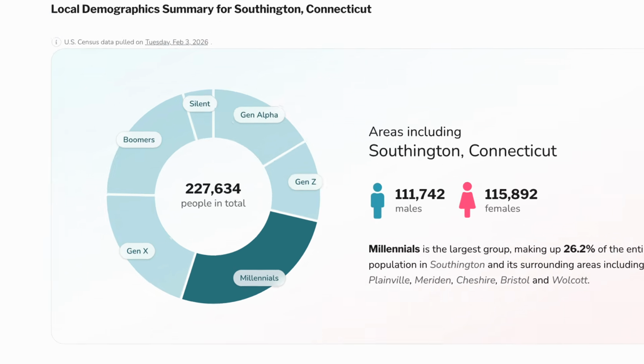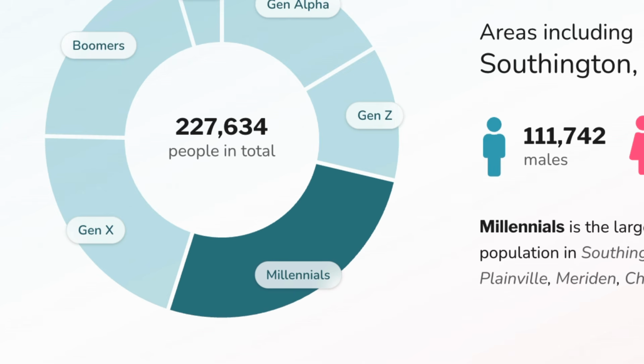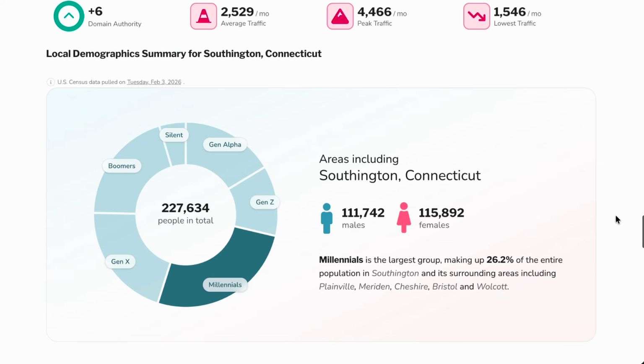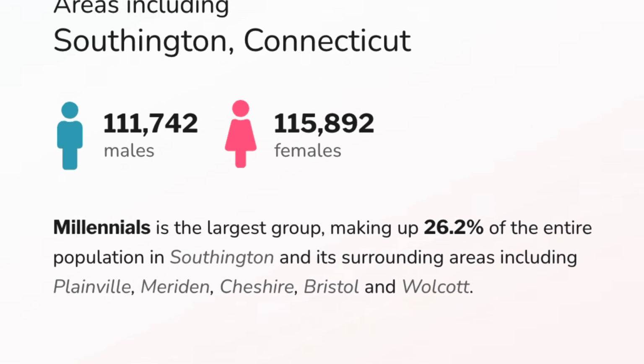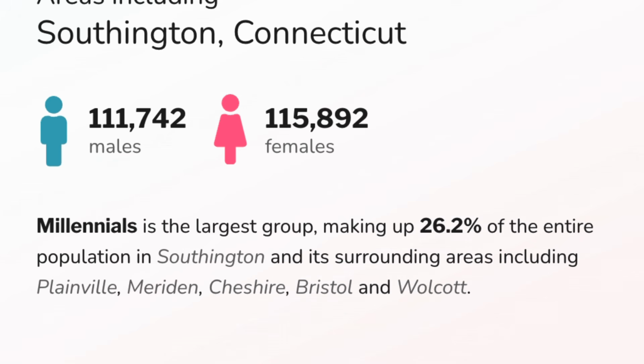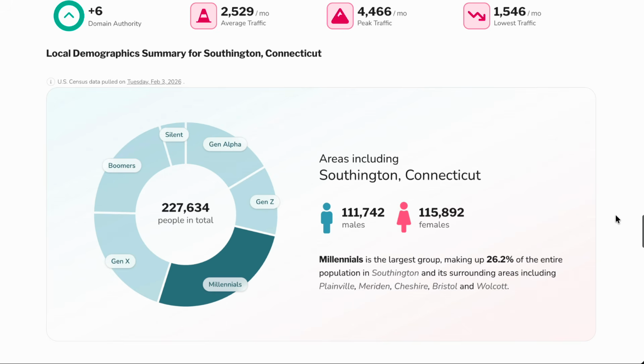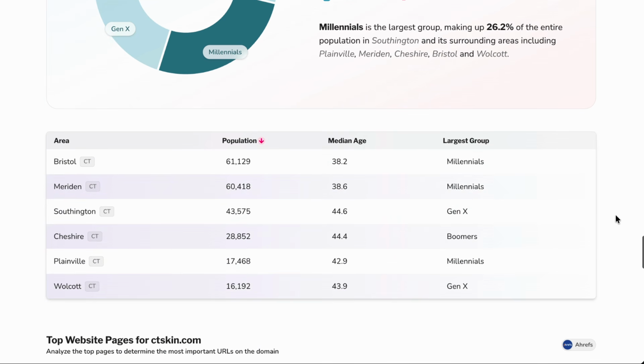I can see that millennials make up the largest population in this area, and that there are more females and males, and the towns that SplashDash picked up that were close to this business. This allows me to accurately target and get a better understanding of who are the people that are actually in this area. As I scroll, I can look at a table that's filterable.